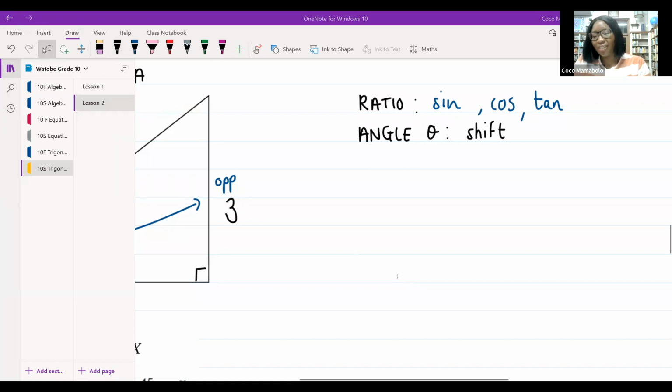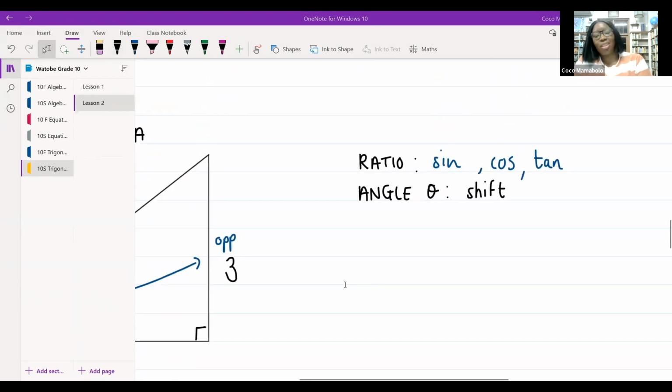Everybody, shift is like shift times G is gift. I love it.